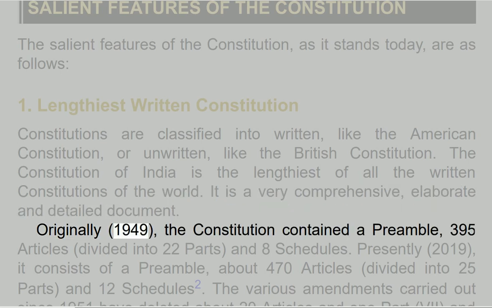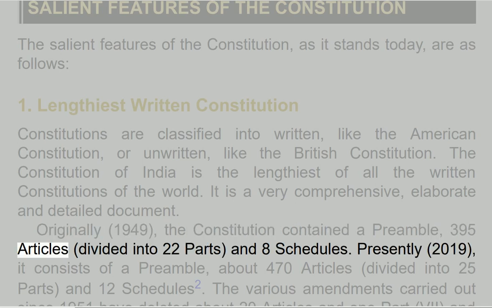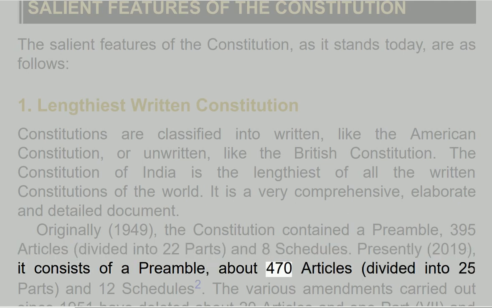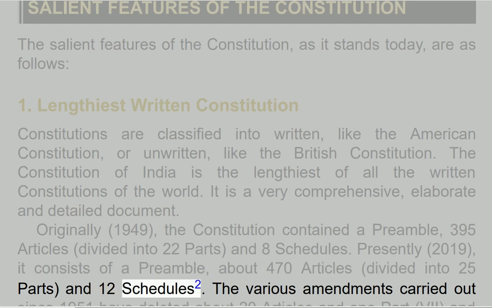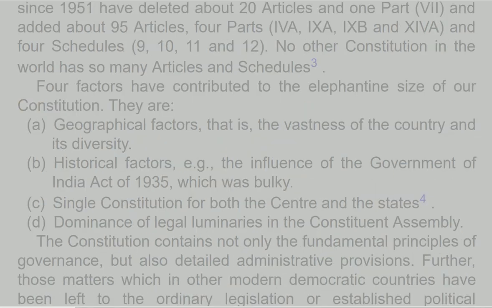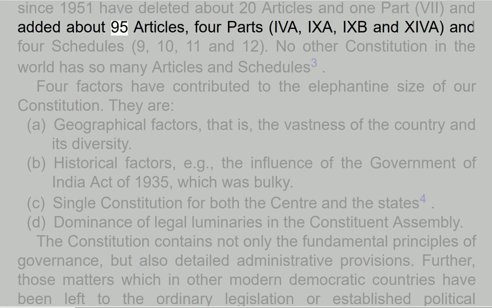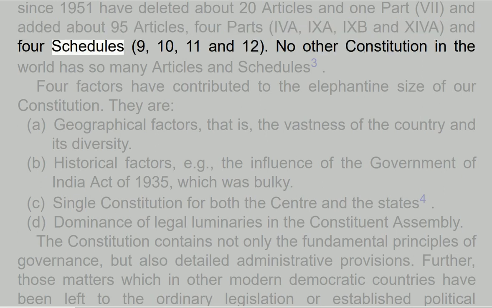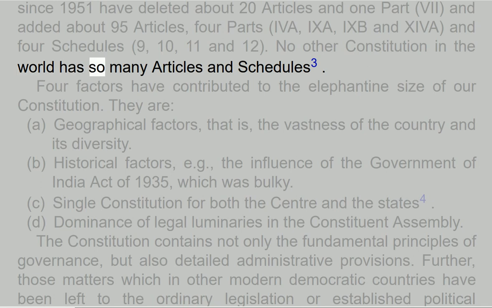Originally, in 1949, the Constitution contained a preamble, 395 articles divided into 22 parts, and 8 schedules. Presently, in 2019, it consists of a preamble, about 470 articles divided into 25 parts, and 12 schedules. The various amendments carried out since 1951 have deleted about 20 articles and 1 part, VII, and added about 95 articles, 4 parts, IVA, IXA, IXB and XIVA, and 4 schedules, 9, 10, 11 and 12. No other constitution in the world has so many articles and schedules.